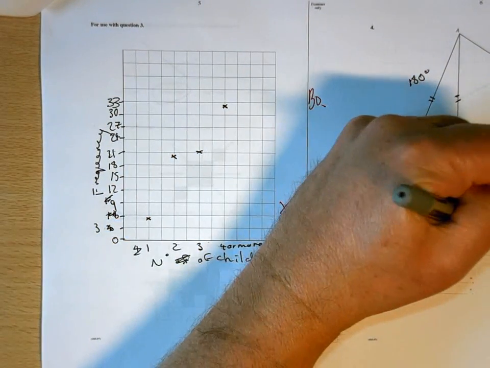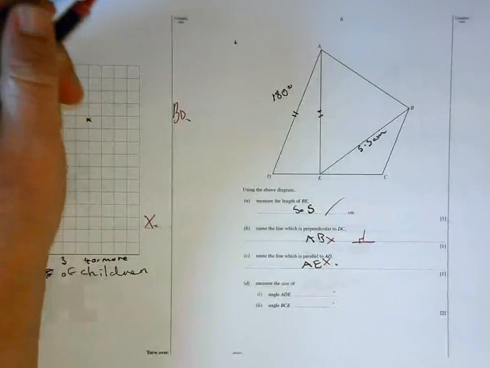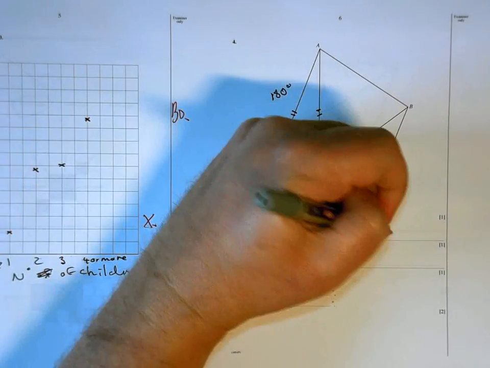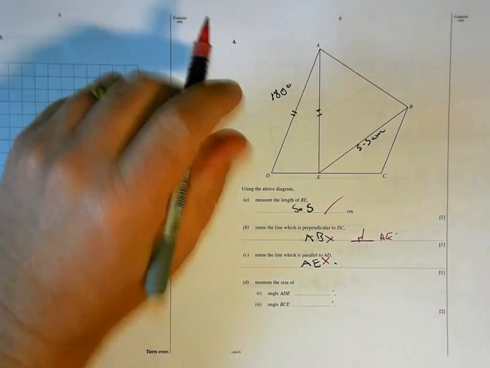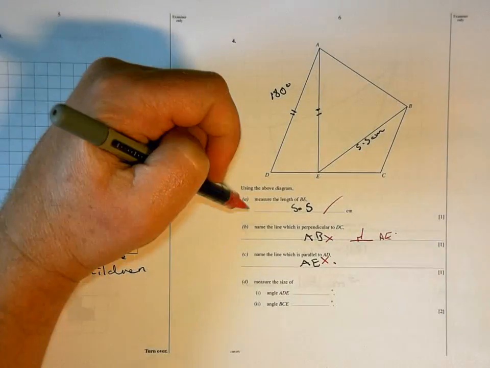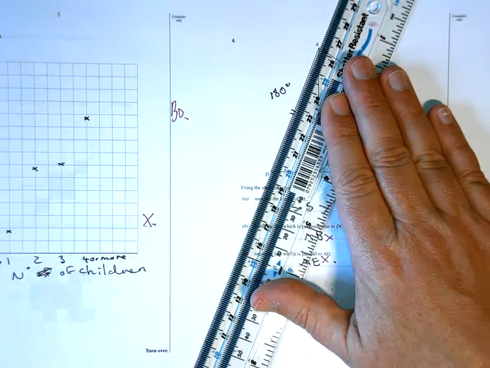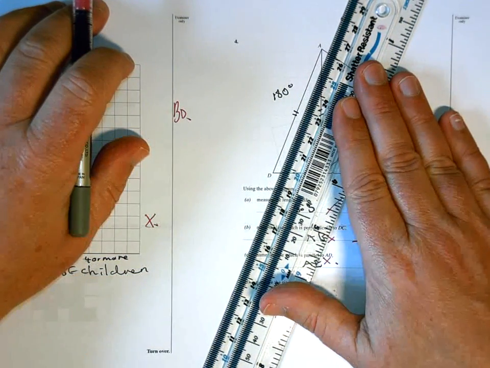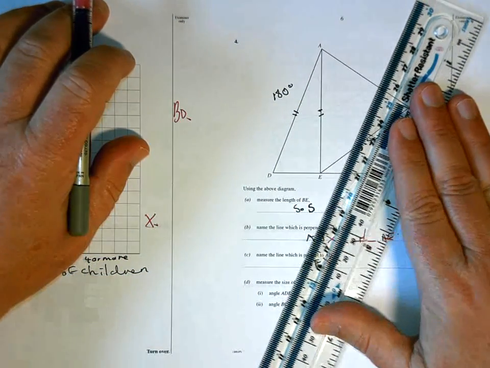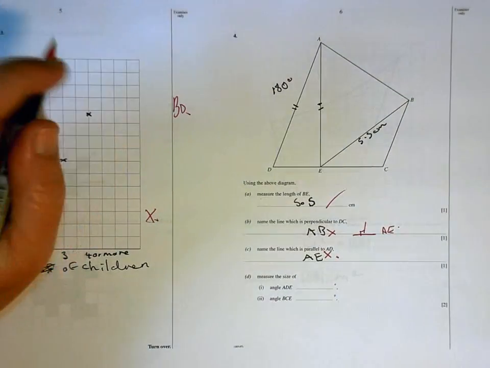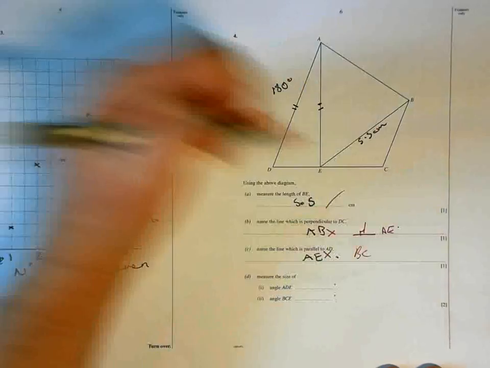Perpendicular to DC means it's at right angles to DC. This is the line DC. The one that's at right angles to it is AE. Parallel to AD, here's AD, so you want a line that's running in the same direction as that one. So line your ruler up, slide it across until you come across BC, which is running in the same direction as it. So that should be BC.